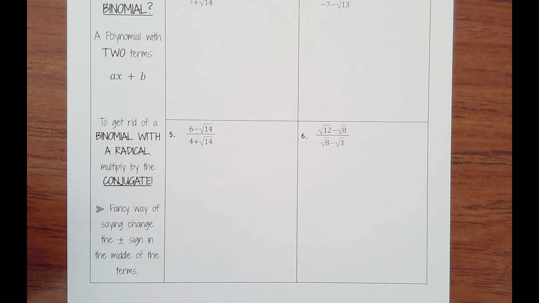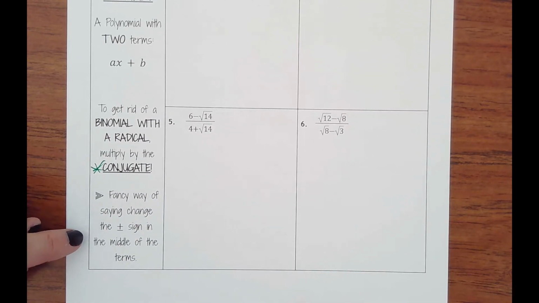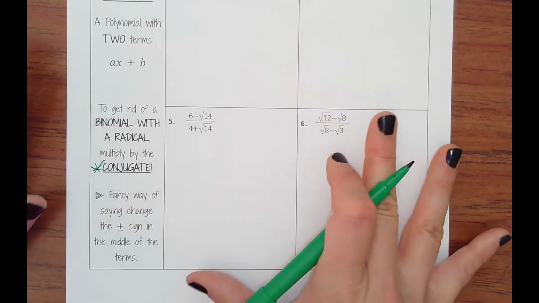To get rid of a binomial with a radical, you multiply by what's called the conjugate. So remember this word, the conjugate is just a fancy way of saying to change the plus or minus sign in the middle of the terms.